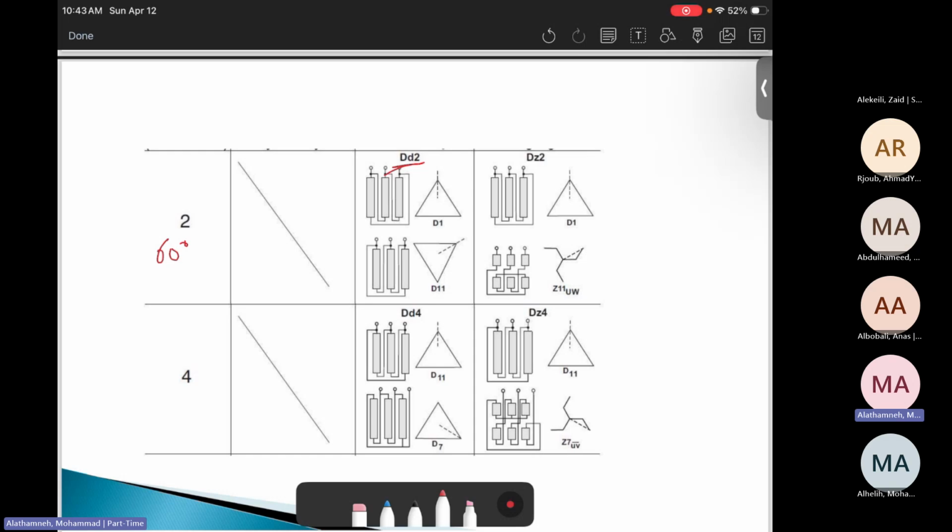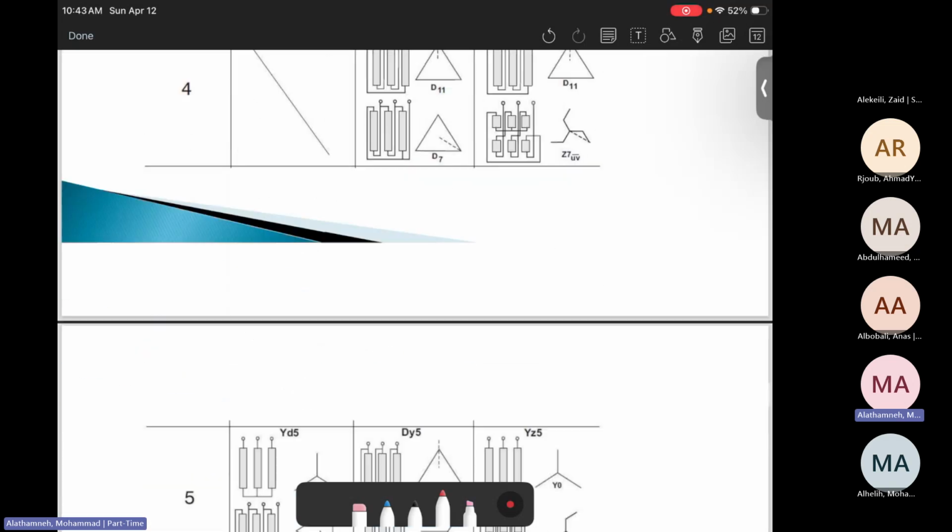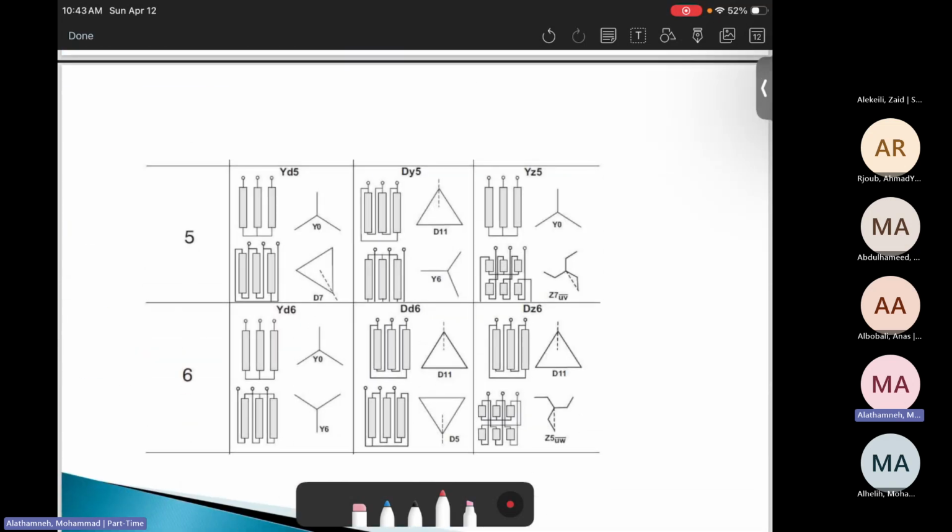Then Dz2 as well. Then we have here the number 4, which is 4 times 30, which is 120 degrees, which is applied in Dd4 and Dz4. Then number 5, which is 150 degrees, which is Yd5, primary is Y, secondary is delta with 150 degrees, and Dy5 as well. Primary is delta, secondary is Y and 150 degrees. Then Yz5 as well. Then we can say there is a 6, which is 180 degrees phase shift, as we see in Yd6 and Dd6.